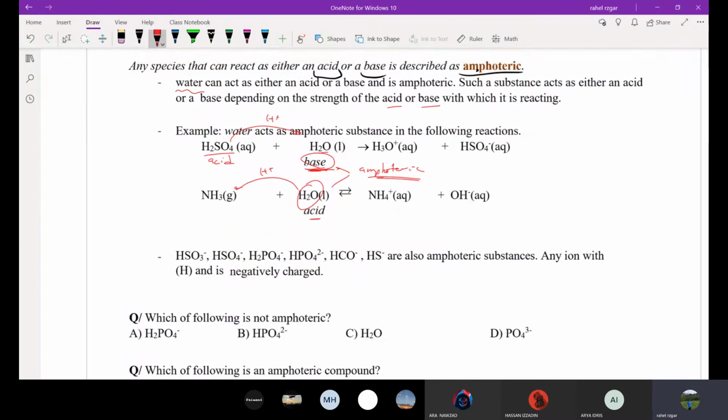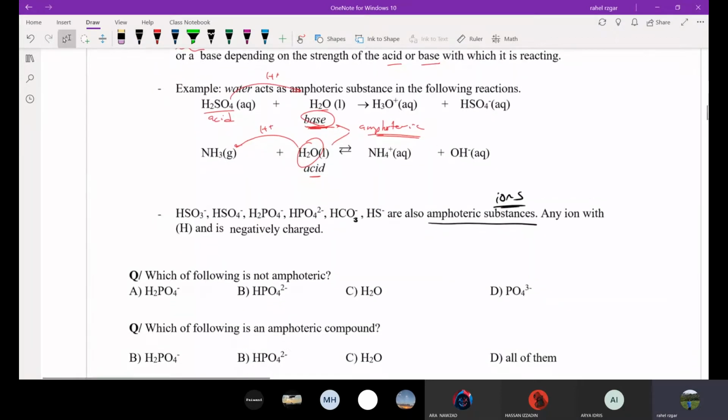These ions: HSO4, HSO3, H2PO4, HPO4, HCO3, HS negative. These are all amphoteric substances, but they are actually ions. They are not compounds.